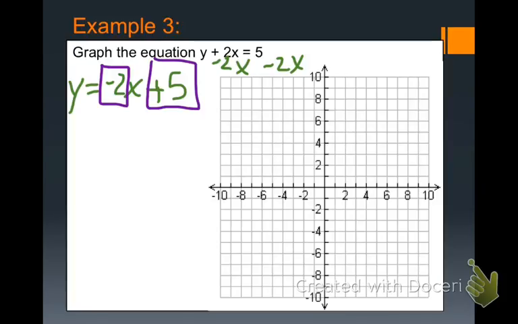Remember, to graph, you have to start with the y-intercept first, and then use the slope to find a second point. So I know on the y-axis, my line is going to go through positive 5, so I can put a point there. And then I'm going to use my slope to find a second point. So I can count down 2 to the right 1. And I can do one more just to give myself enough room. Down 2 to the right 1. And then just connect the dots.